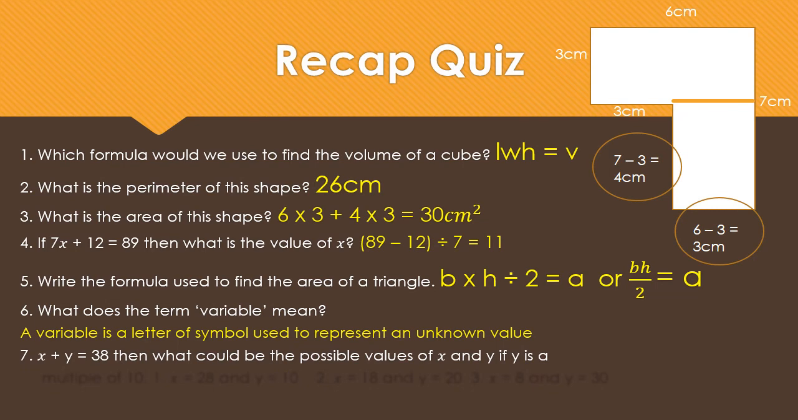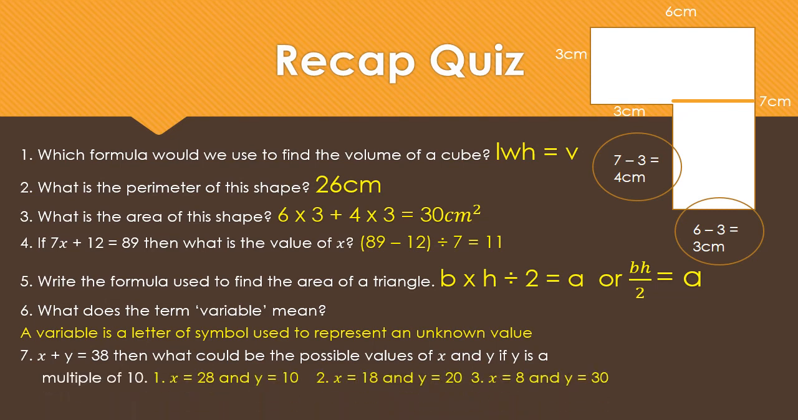And finally, number 7. If x plus y equals 38, then what could be the possible values of x and y if y is a multiple of 10? So if y is a multiple of 10, then the possible values for y are 10, 20, and 30. Y can't be 40. Why do you think that is? Fantastic, it's too big. We know the total is 38, and we're adding to it, so it can't be greater than 30.